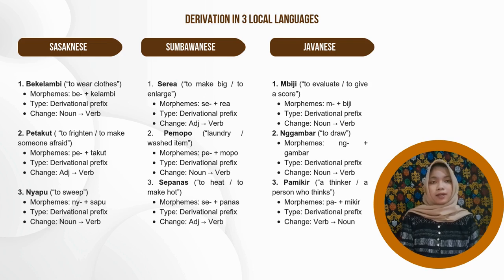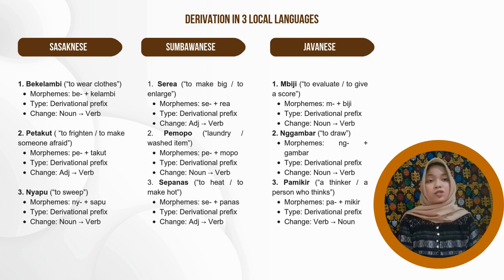Okay, next look at the derivation in 3 local languages. For Sasak, we analyzed 3 examples, Bekalambi, Petakut, and Nyapu. All of them use prefixes, not suffixes. B changes a noun into a verb, P creates causative verbs, and the nasal prefix nya turns nouns into verbs. This shows that Sasak derivation is mainly prefix-based, forming action and causative verbs.